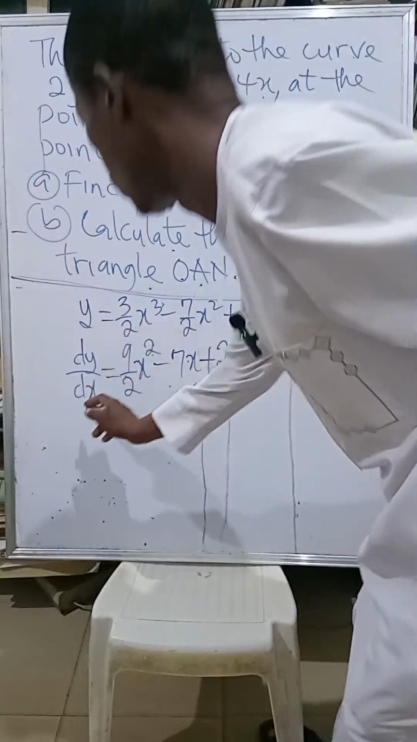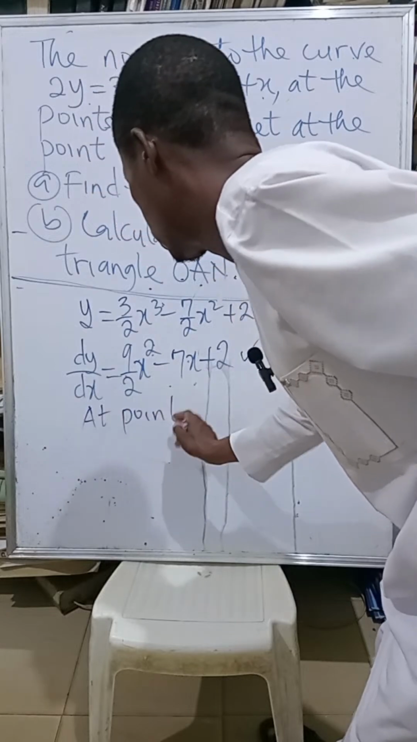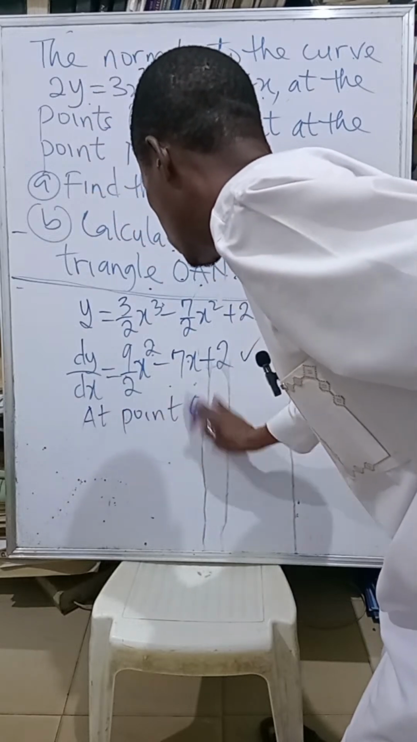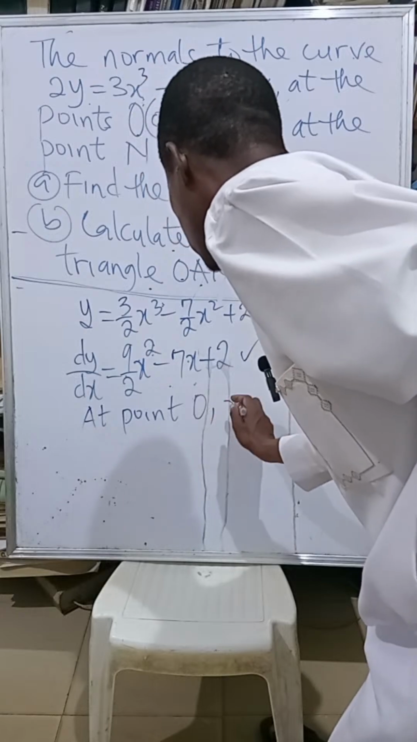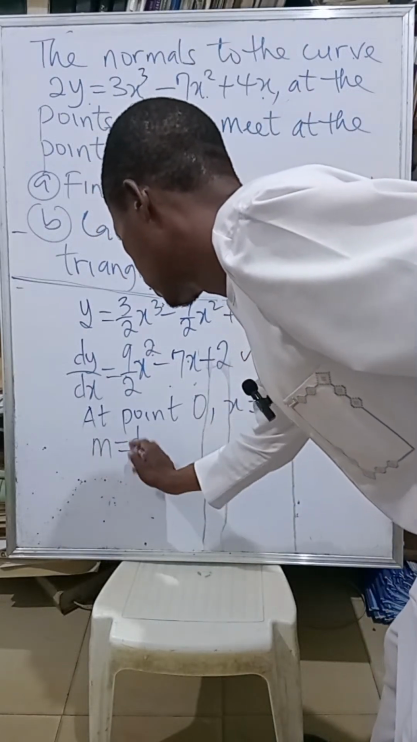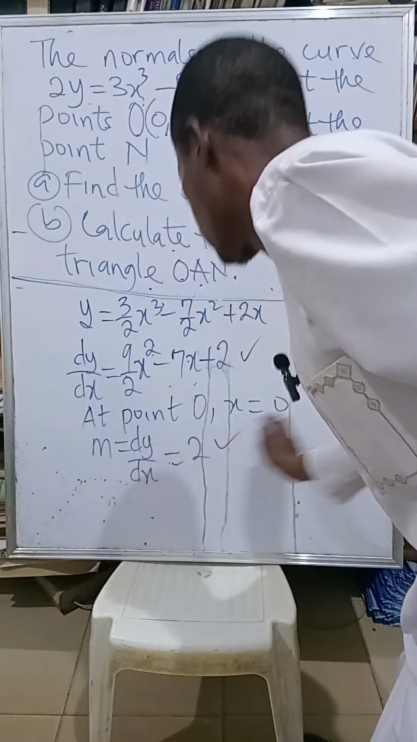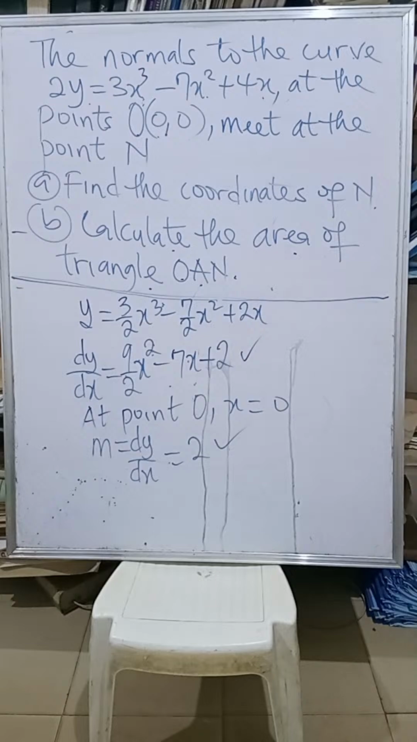So at point O, x is equal to 0. So the gradient is 2.